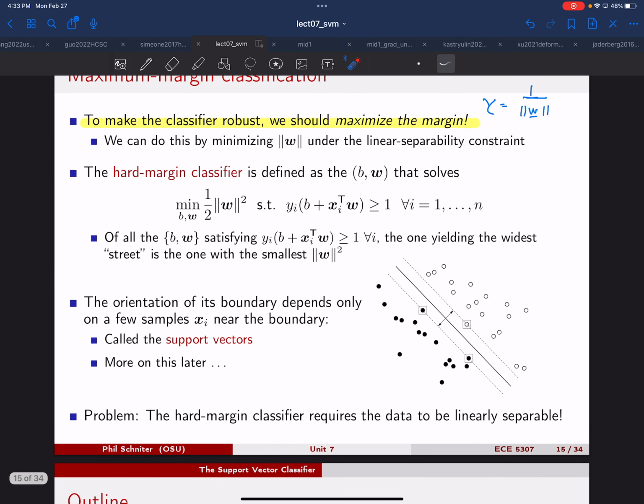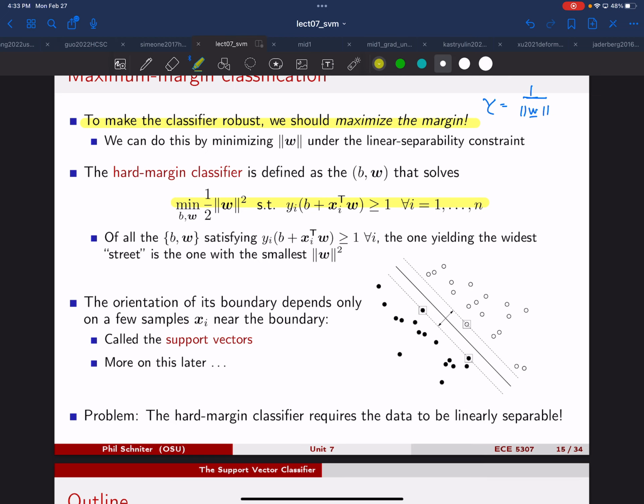Okay, so is this making sense? Any questions on that? Okay, it's actually a little bit tricky, but essentially, yeah, this is what we want to do.